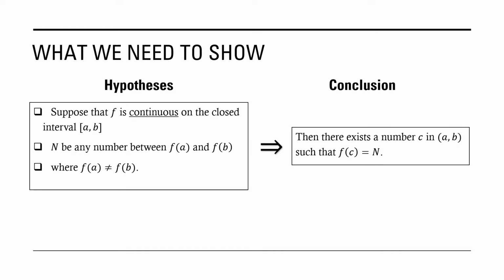And in order to use the intermediate value theorem, we have to show that a function is continuous on a closed interval from a to b, that n is any number between f of a and f of b, and that f of a does not equal f of b. If we can do that, then we can show that there exists a number c in that interval a to b such that f of c is equal to n.